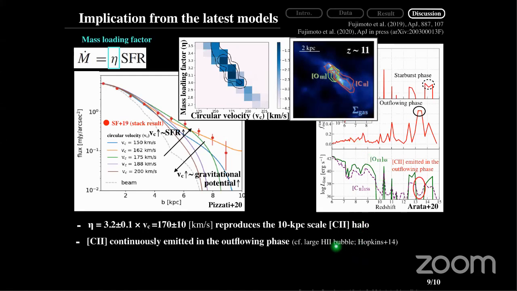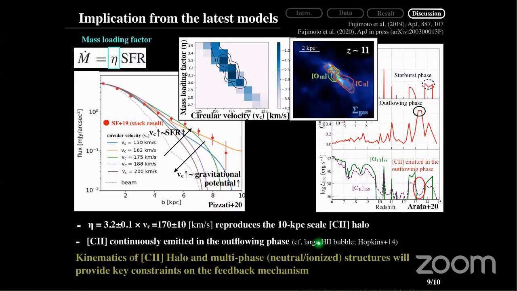As the simulation suggests rapid expansion of the H2 bubble around massive stars, the next way to go would be the kinematics of the C2 halo and multi-phase gas structure, which will provide a strong constraint on the key mechanism in the feedback. Such ionized gas structure should be addressed with JWST NIRSpec IFU by targeting the rest-frame optical lines like H alpha and O3.